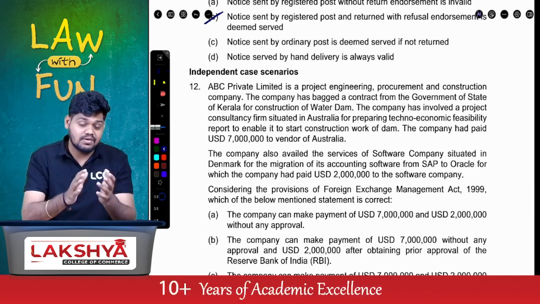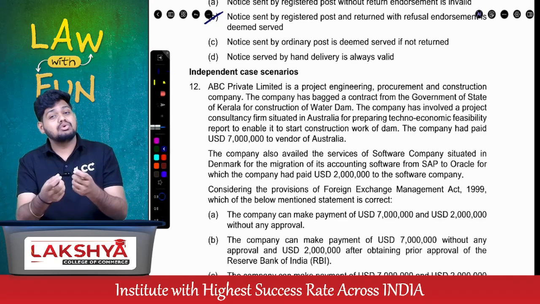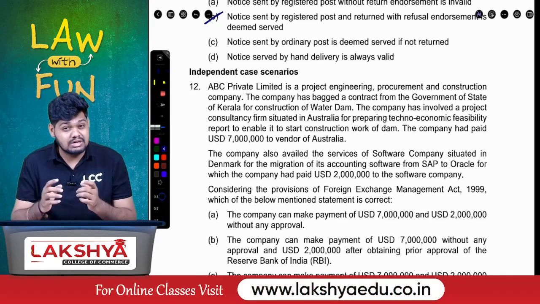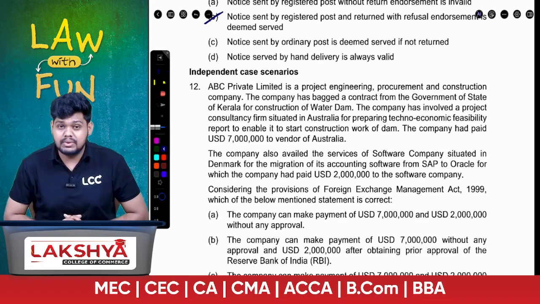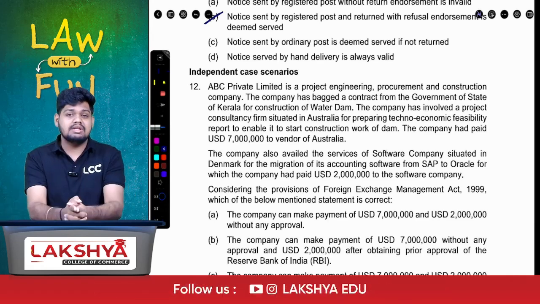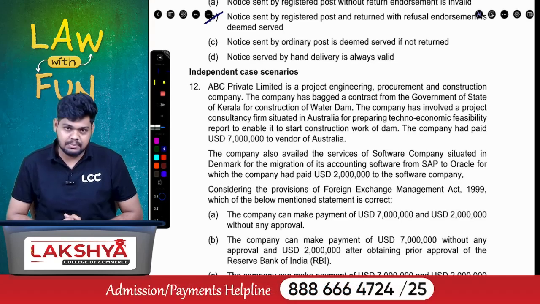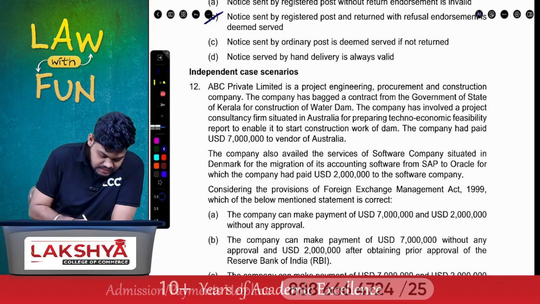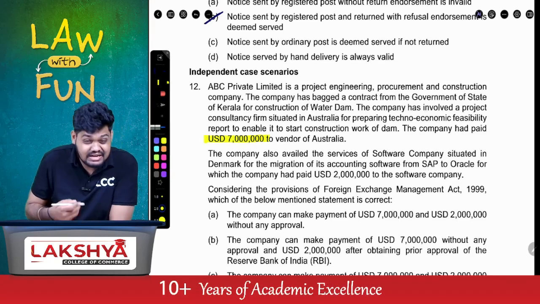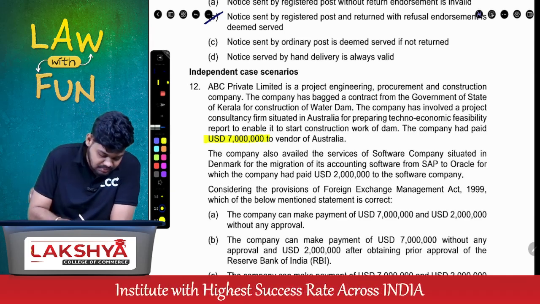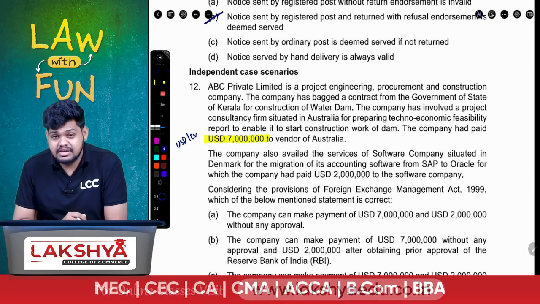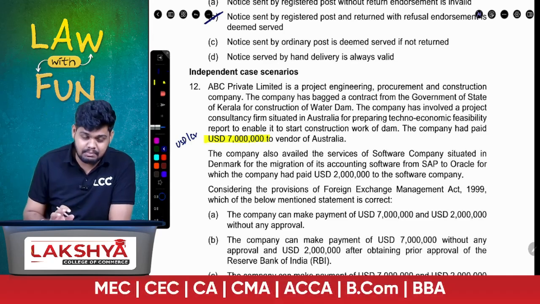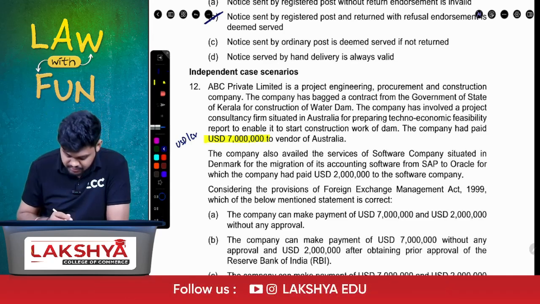If it was infrastructure project and the amount of consultation services remitted out of India is exceeding 1 crore US dollars, only and only then you have to get a prior approval from RBI. But in the given case, as the amount of remittance was 70 lakhs US dollars, which is within my limit of 1 crore USD, then the approval of RBI is not required. Company can actually go and make this payment without the approval of RBI.